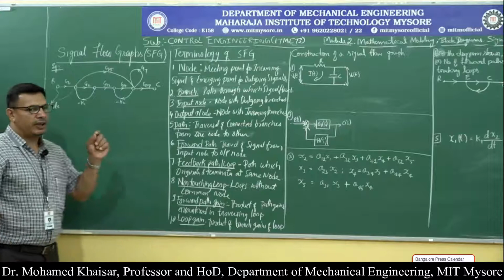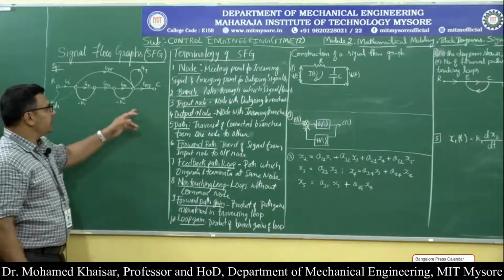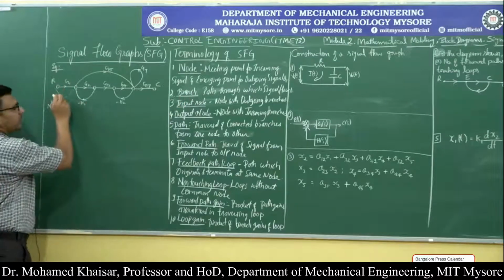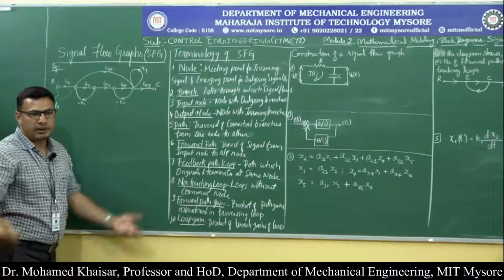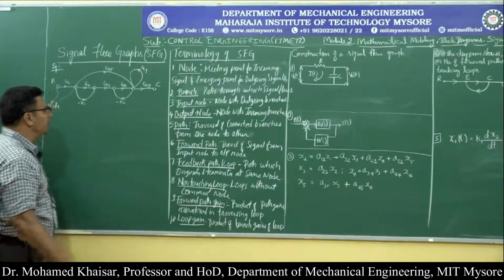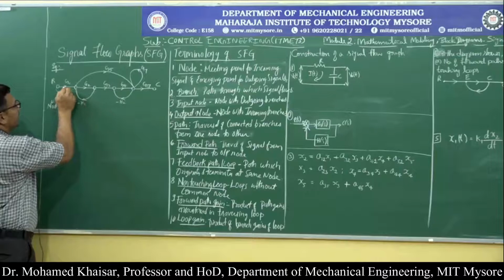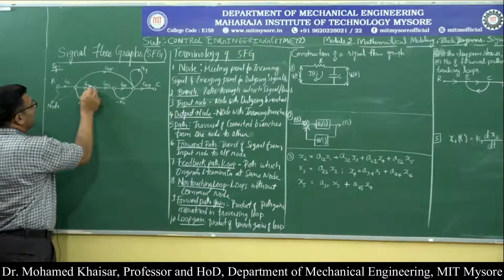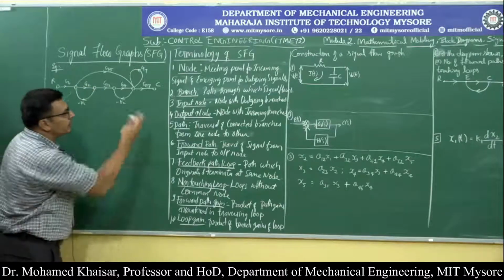Those nodes are represented with a small circle. Then let us see what a branch is. A branch is the path that connects one node to the other. See, from this node to this node, this is the path, so this can be termed a branch. From this node to this node, this is the path connecting these two nodes. This can be a branch.